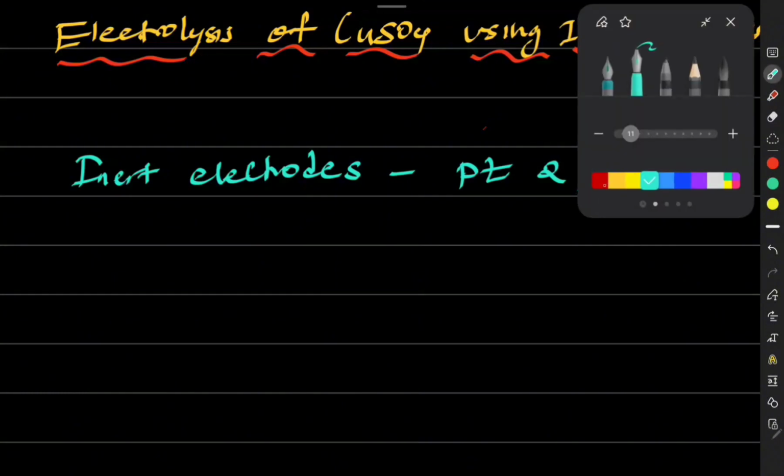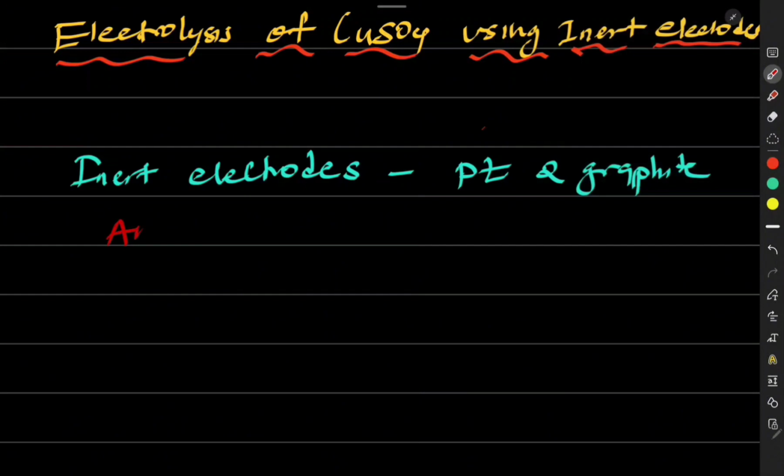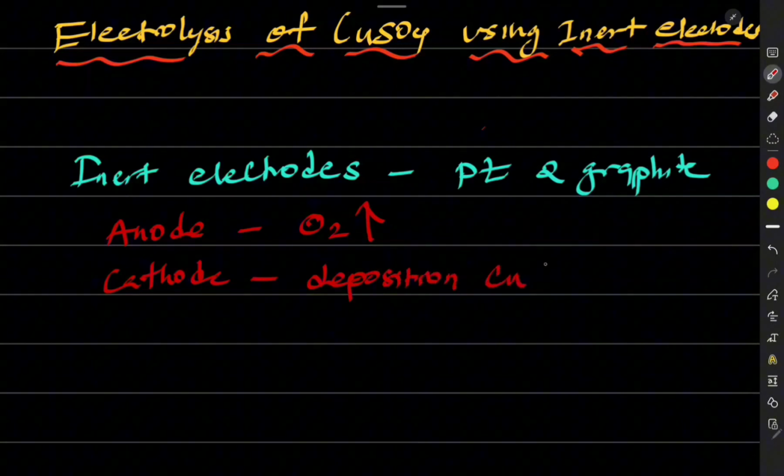Now let's look at the reaction at the anode and the reaction at the cathode. Here the anode releases O2 gas, and at the cathode there is deposition of copper. Copper deposition occurs at the cathode.